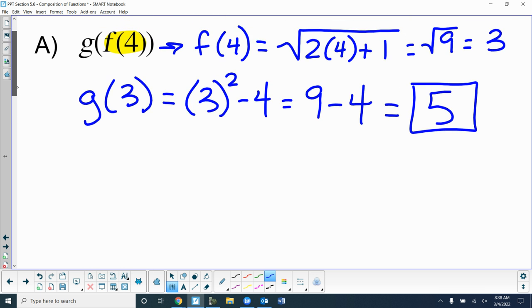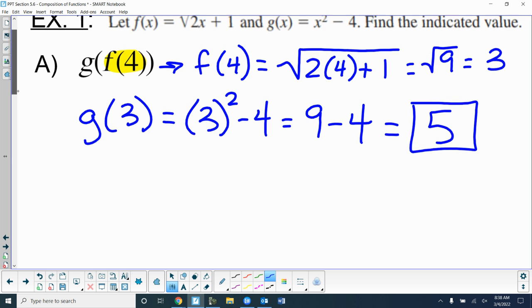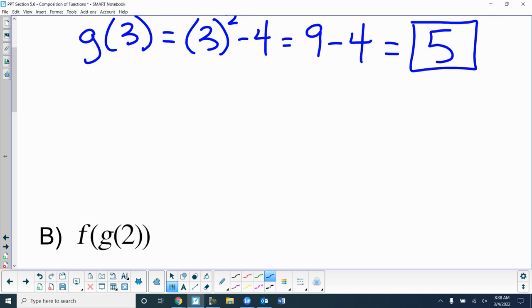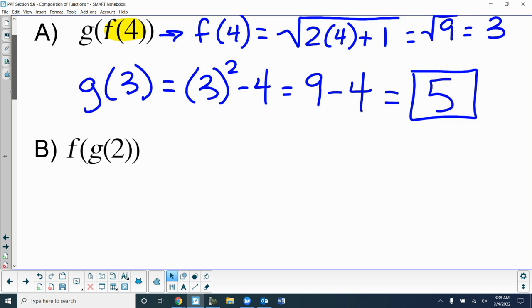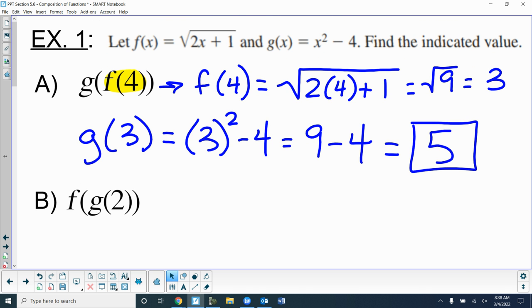Oh, you got to be able to see it, don't you? Let me move that up for you. Hopefully we can. It's the same two functions, same f and same g.